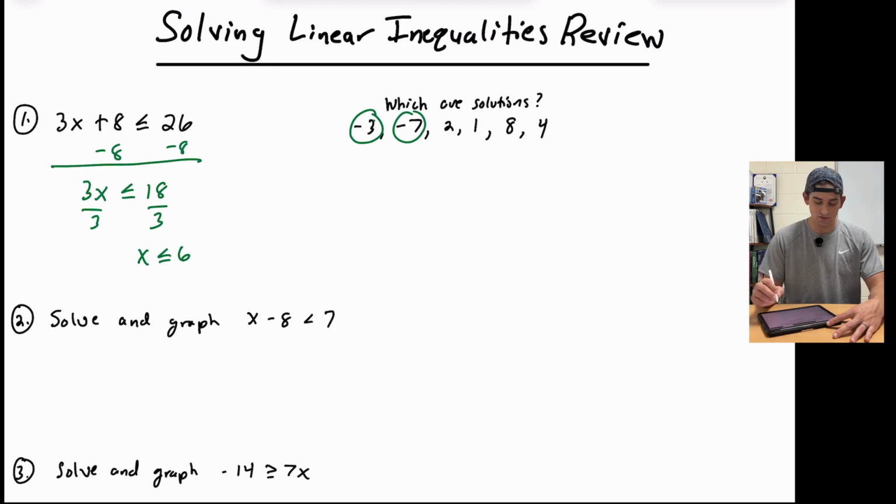-7, also less than or equal to 6. 2 is less than or equal to 6. 1 is less than or equal to 6. However, 8, right, is not less than or equal to 6. Okay, so that's not going to be a solution. And 4 would be less than or equal to 6, so that one would be a solution as well. So those 5 numbers would be solutions to this inequality because when we plug them in for that variable, it makes the inequality true, right? That's what a solution of an inequality represents.